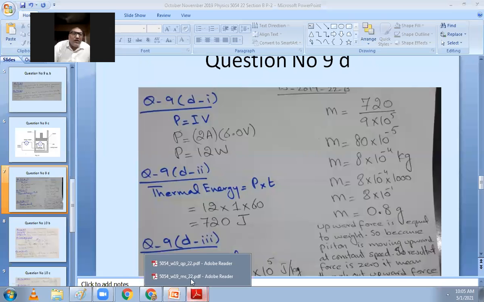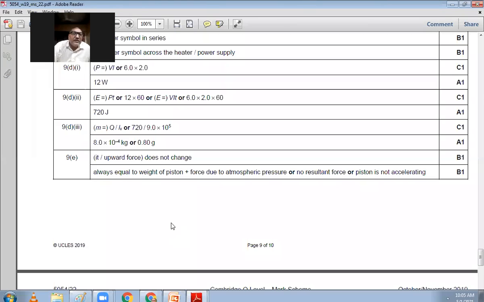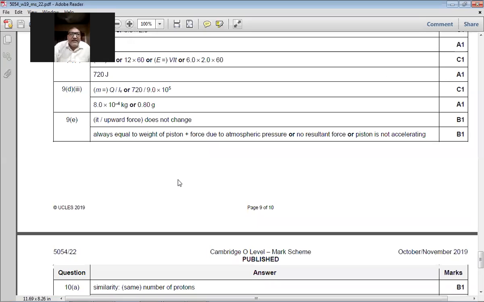So let's check the marking scheme, what it has to say about this part. It says the upward force does not change. 1 mark for this: it always equals the weight of the piston plus the force due to the atmospheric pressure, or no resultant force on the piston. So in my answer I only mentioned the weight, but in my description I'm telling you to also mention that you have to overcome the force exerted in the downward direction by the atmospheric pressure.